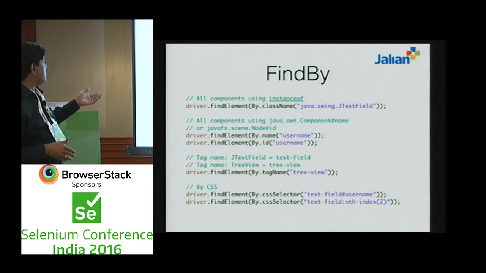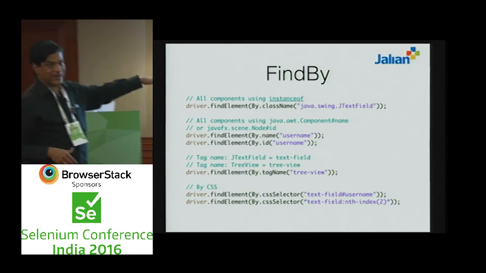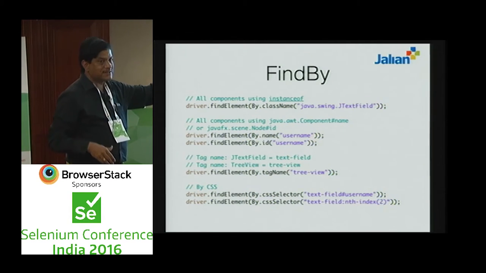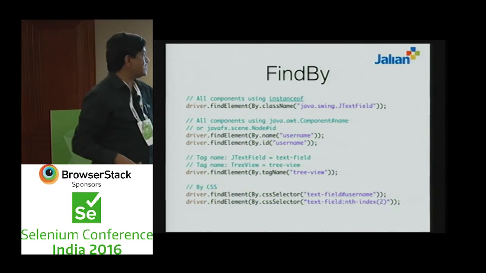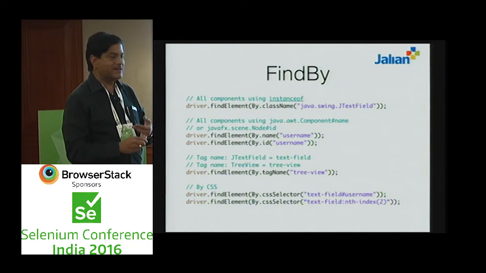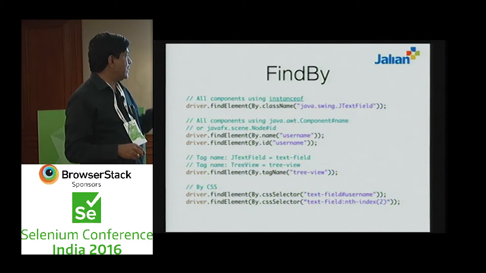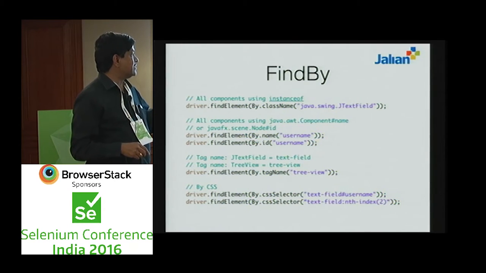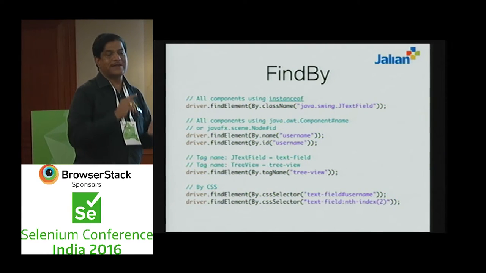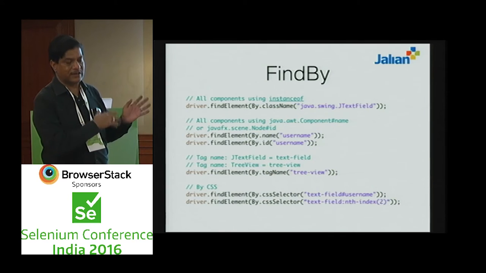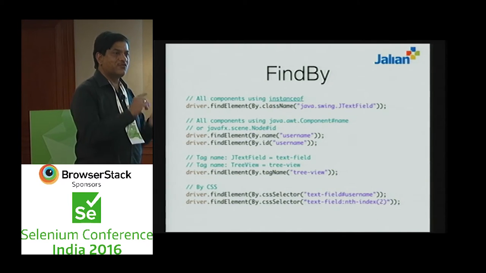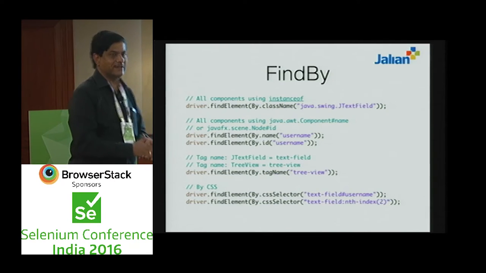I'll come back to the table again in the next slide, but at this point of time, have a look at it. This is exactly the same thing. The first CSS selector is saying a text field that has a setName or setId set as username. And the second CSS selector tells us that among all the text fields, get me the second. The index starts with 1, not like Java or C for loops where it starts with 0. So the first is called 1, the second is 2: the second text field in the screen.